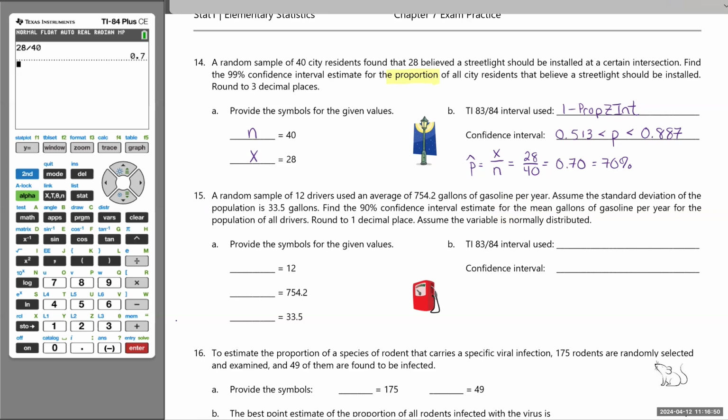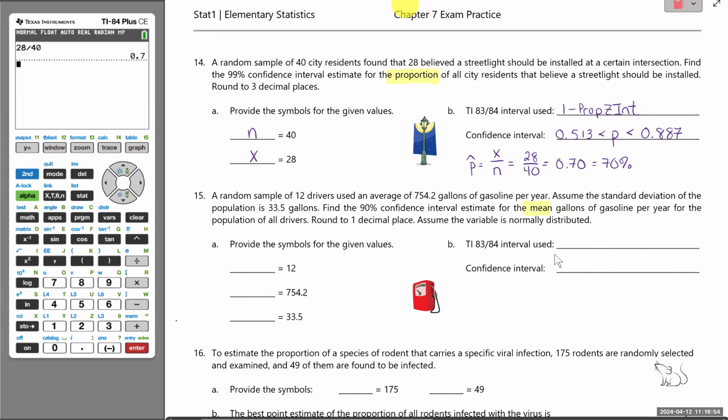I'm just going to highlight that right now. So it's the mean that we'll be estimating. So estimate the mean gallons of gasoline per year for the population of all drivers. All right, we'll round to 1 decimal and assume the variable is normally distributed. So that last part, the variable being normally distributed, is required because we have a small sample size. So a sample size below 30.